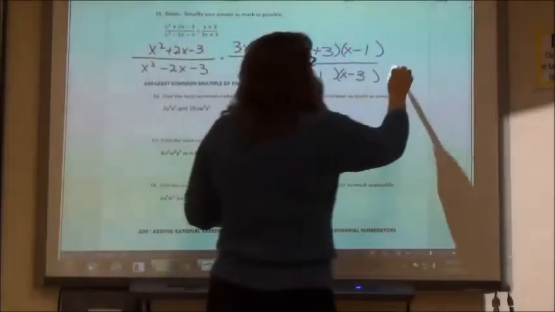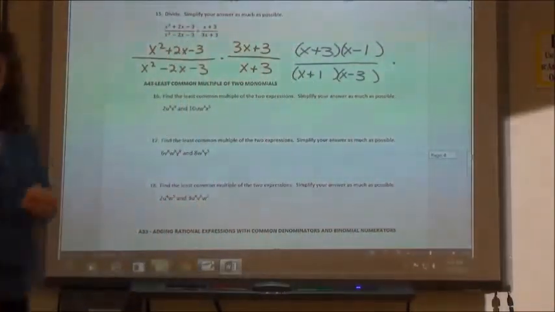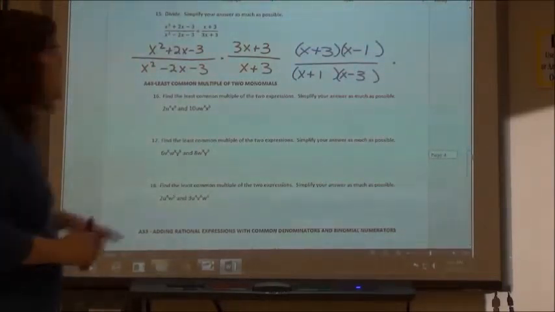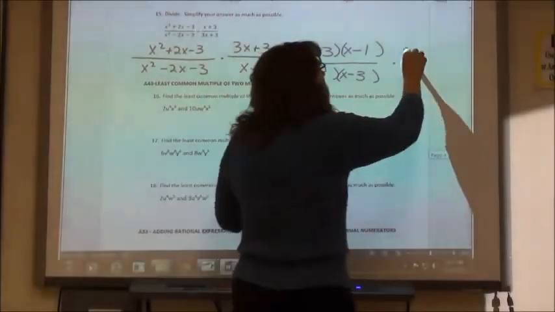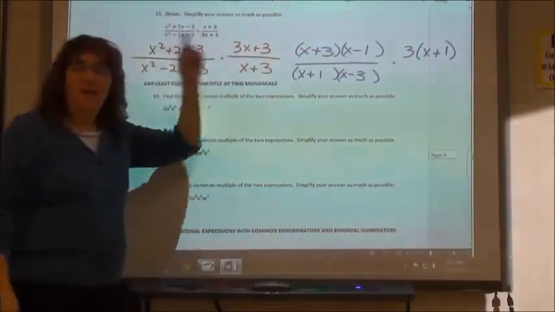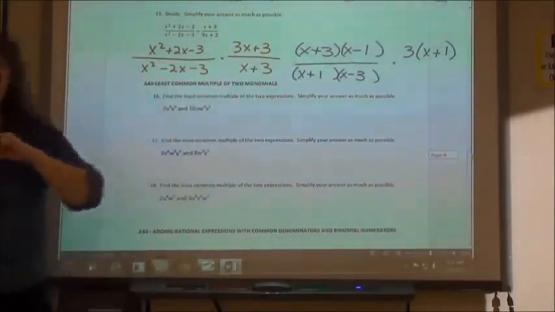Top of that next fraction. What can I do at the top of that next fraction? Well, you flip it. So it's going to be 3x plus 3 on the top. What do I do to factor the 3x plus 3? Take out the 3, so you have 3 times x plus 1, right? They both have a 3 in common. So 3x divided by 3 is x, and 3 divided by 3 is 1.